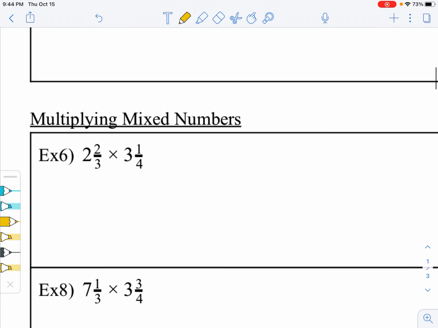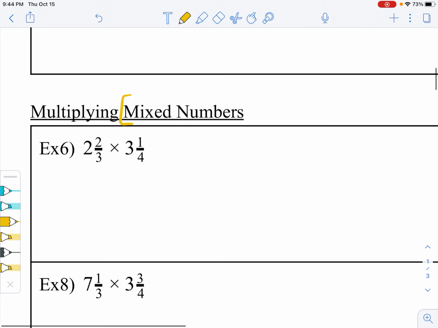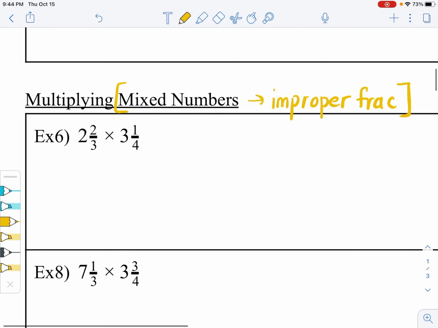Now let's go into multiplying mixed numbers. When we multiply mixed numbers, we must make each one an improper fraction first. So the way we make a mixed number into an improper fraction is we multiply the whole by the denominator, so 2 times 3, and then we add the numerator. So 2 times 3 is 6, plus 2 is 8, and we keep our denominator the same. So let's do that again for this fraction. We have 3 times 4, which is 12, plus 1, which is 13. So we have 13 over our original denominator, which is 4.